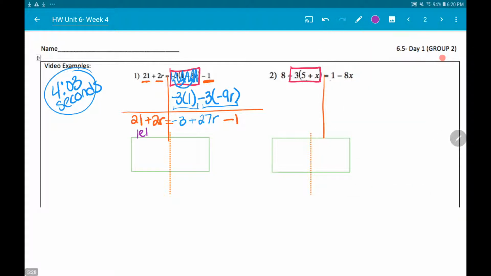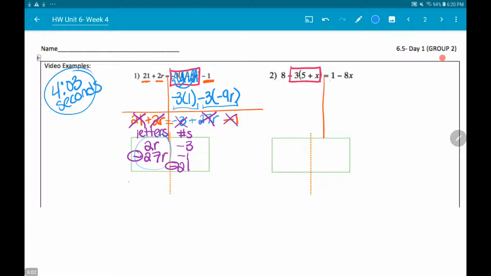My letters and numbers. So for letters, I see 2r on this side, so my sign stays the same. And I see 27r on the other side, so I need to change my sign. Same thing with numbers, -3 is on this side, -1 on this side. 21 is on the other side, so I'm going to change to a negative. Alright, let's simplify.